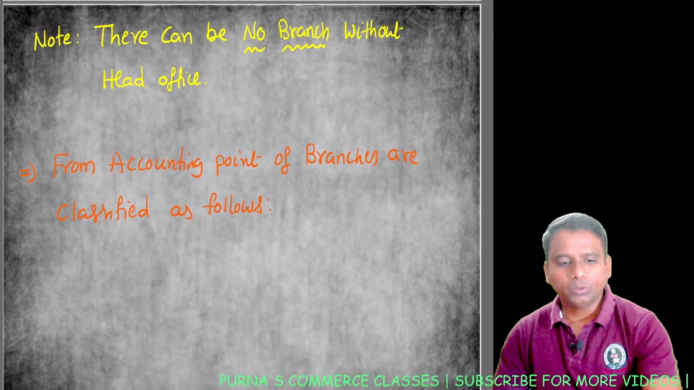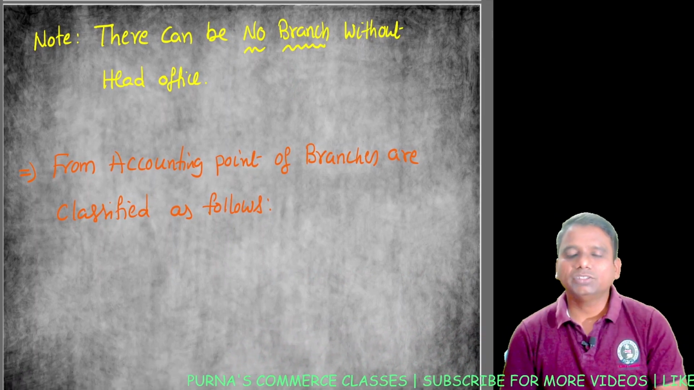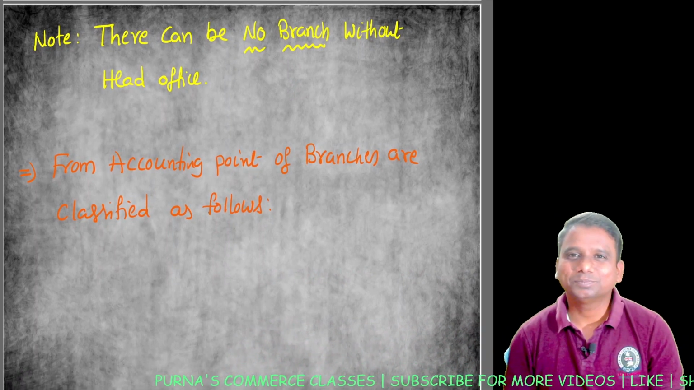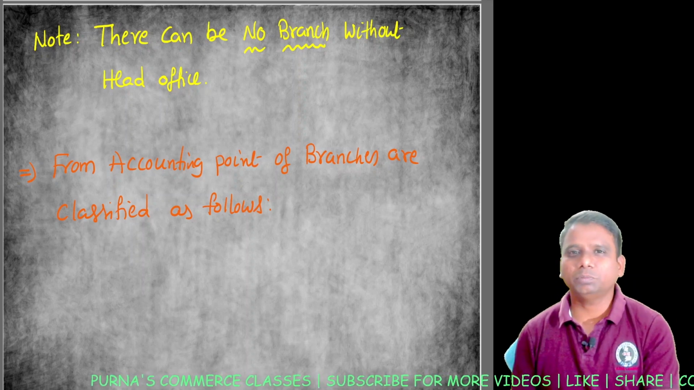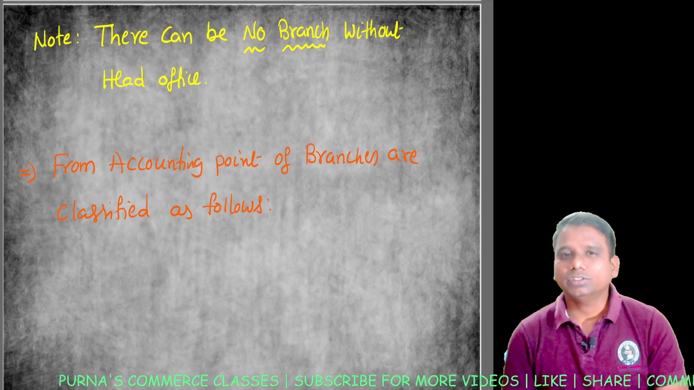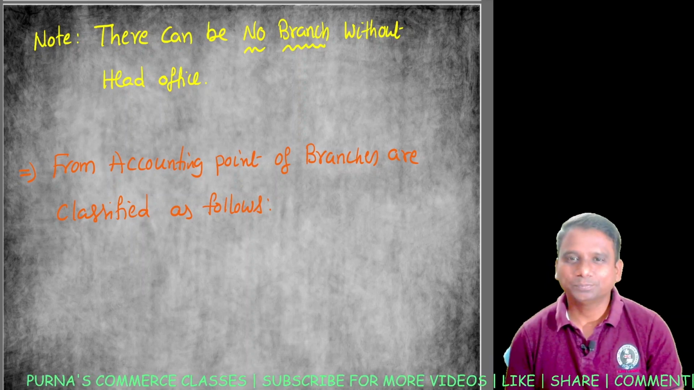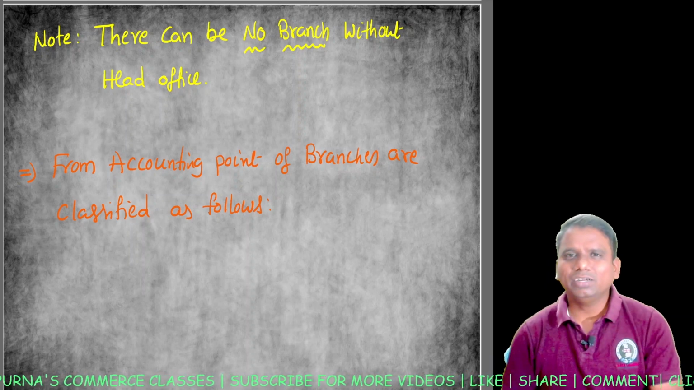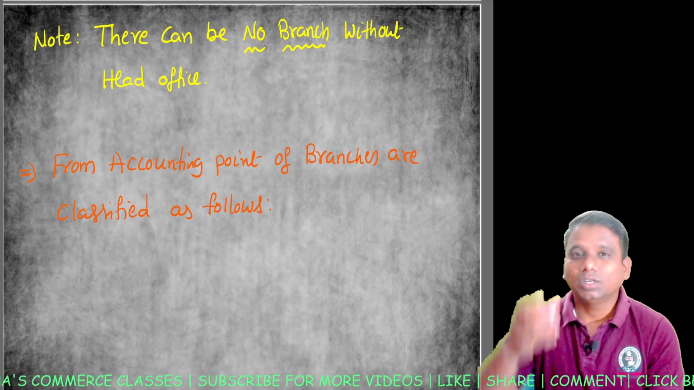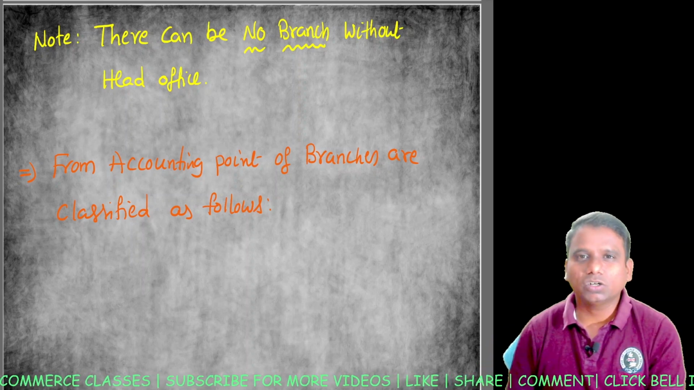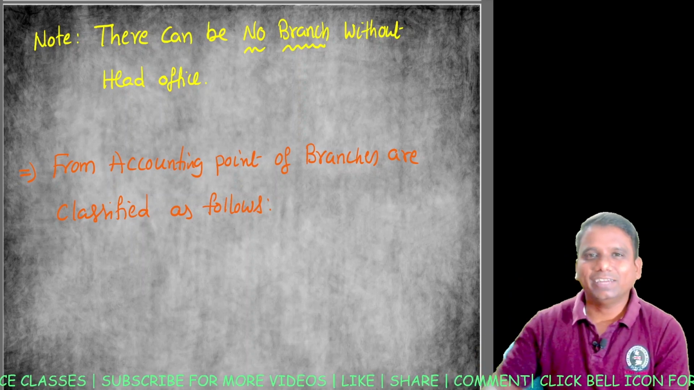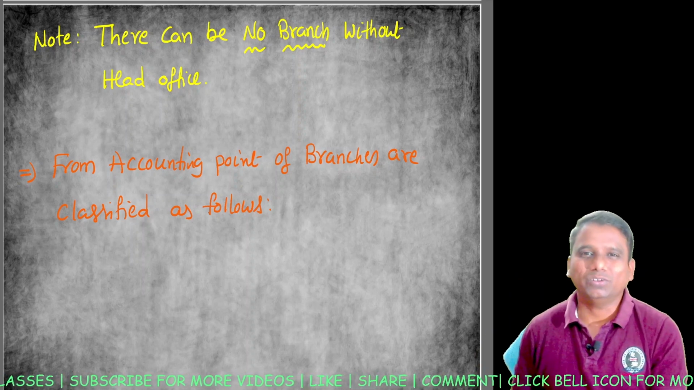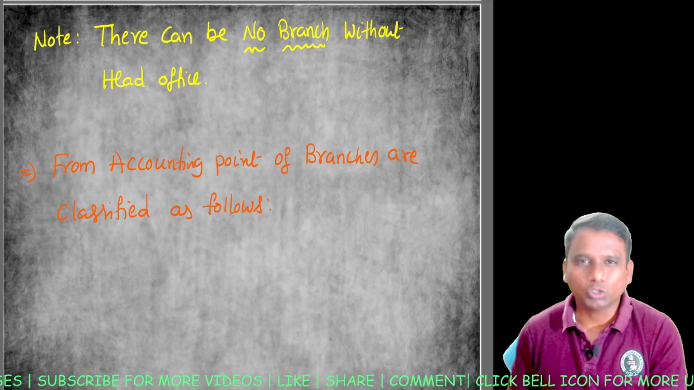To put it simply, there can be no branch without a head office, because that's the principal place of business. Head office is the principal place of business. Without a head office, there is no branch. Now, why are we learning all these things? As a chartered accountant, whatever we are learning is for the sake of recording them in the books of accounts.